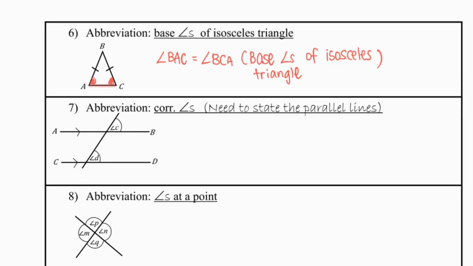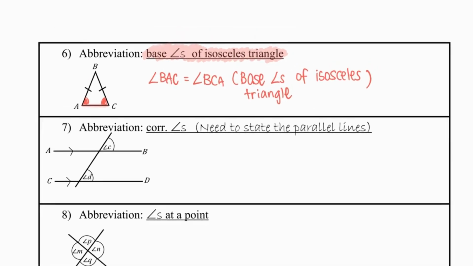Okay, you have to spell out the whole thing. Okay, no short form for isosceles triangle. So I repeat, you have to spell out the whole words.